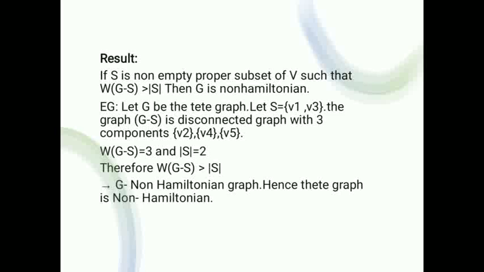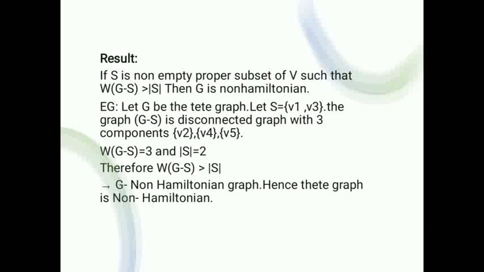After completing this proof, we have a result. The result says, if S is a non-empty proper subset of V such that omega of G minus S is strictly greater than modulus of S, where modulus of S is the cardinality of S, or the number of vertices in the set S, then G is non-Hamiltonian. To illustrate this result, we take the following example.